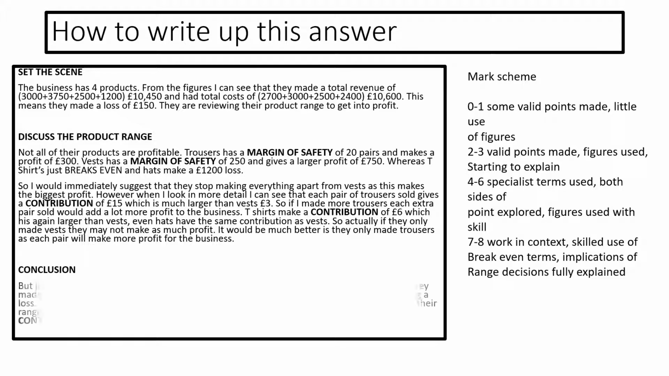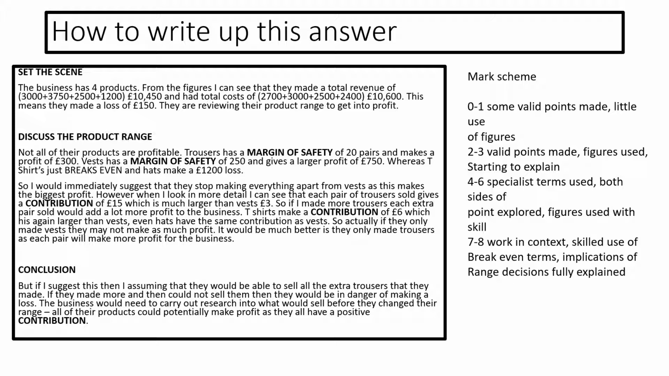Let's move on. Conclusion. If I suggest this, and a lot of people concluded this, then I'm assuming they would be able to sell the extra trousers that they're making. If they made more and then couldn't sell them, they'd be in danger of making a loss. The business would need to carry out research in what they could sell before they change their product range. All of their products could potentially make profit, as they all have a positive contribution. So I am talking about my implications at the end. Now, difficult question. Good to go through the answers. We will only improve.